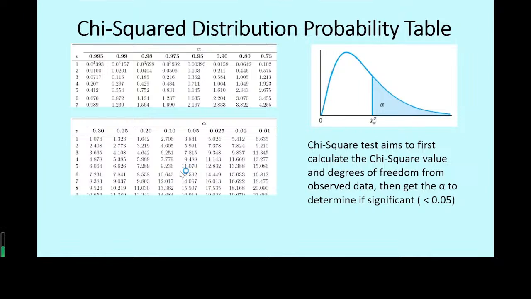this number, and check if it is larger than the critical value in a chi-square test, or from the degrees of freedom and chi-square value we find the alpha level. If alpha, or the p-value, is less than the critical 0.05, the test is significant. So the chi-square test aims to first calculate the chi-square value and degrees of freedom from observed data, then get the alpha to determine if it is significant, that is, if it is less than 0.05.